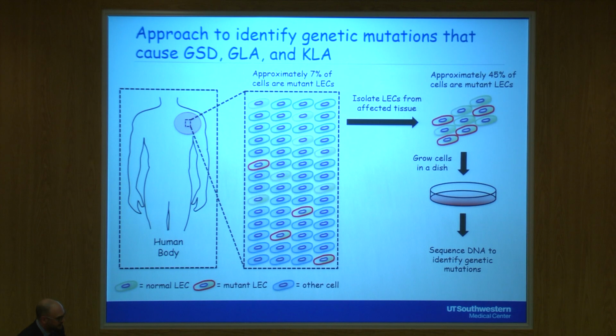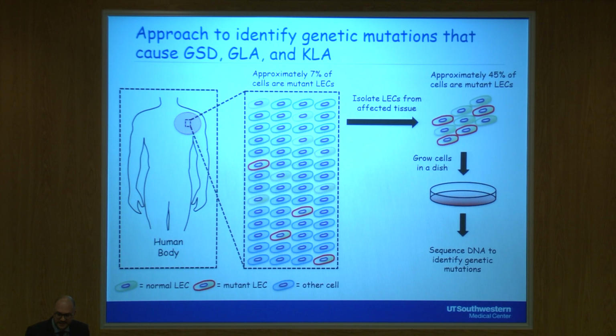And if you zoom in on the affected tissue, you can see that it consists of normal lymphatic endothelial cells, which are shown in green, red mutant lymphatic endothelial cells, and then there's just a bunch of other normal cells within this affected tissue. All of these normal cells make it difficult to identify the mutation in just the affected tissue. So if we were to just sequence this affected tissue, we might miss the mutation that causes the disease because all the normal cells might mask the mutation or affect our ability to detect it.